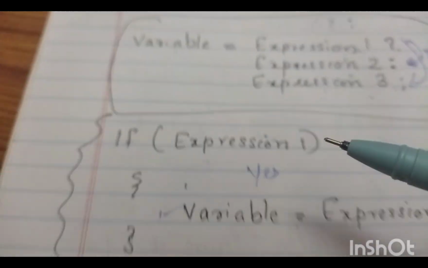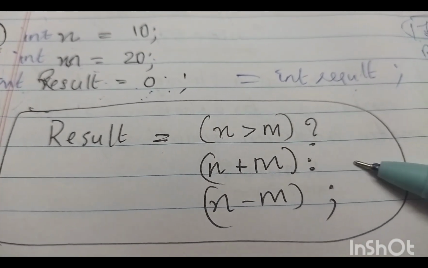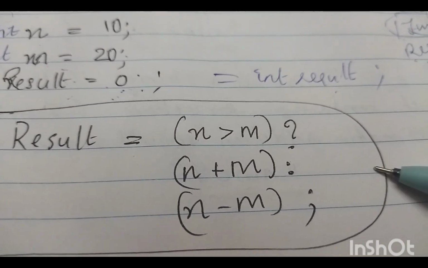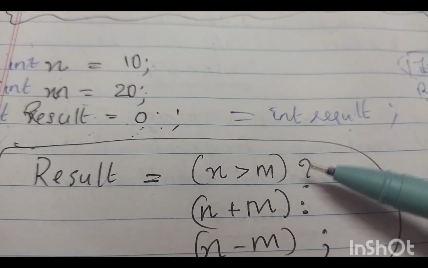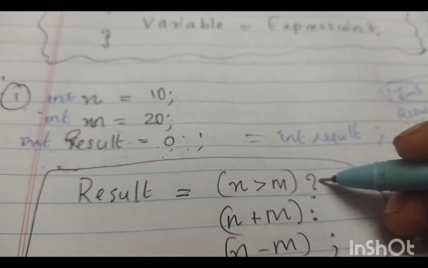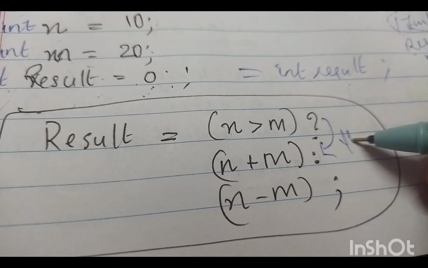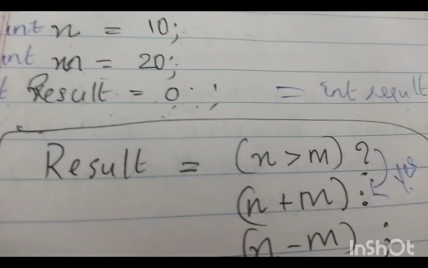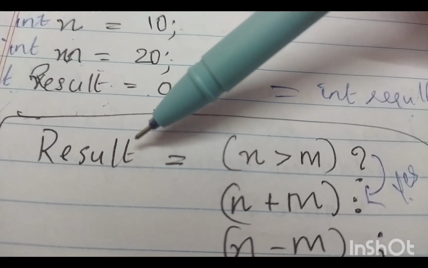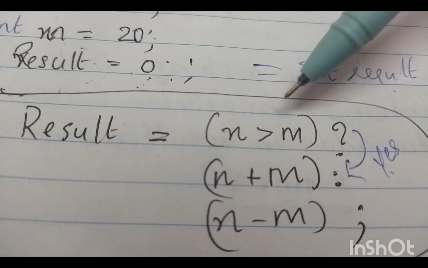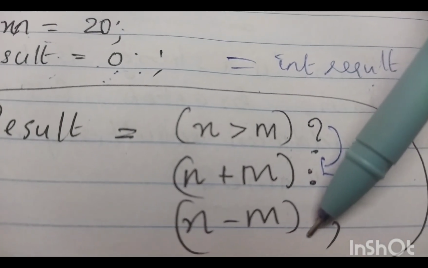N minus m is expression 3. This is a conditional operation, and we have to convert it to an if-else statement. If the condition n greater than m evaluates to true, where will it go? It will go to the first statement, that is n plus 1, which will be executed and stored in the integer result. If n greater than m evaluates to false, then n minus m will be executed.